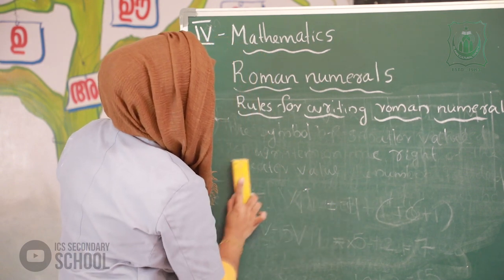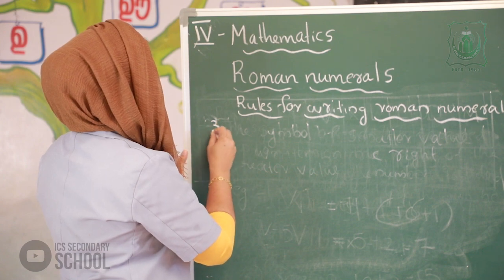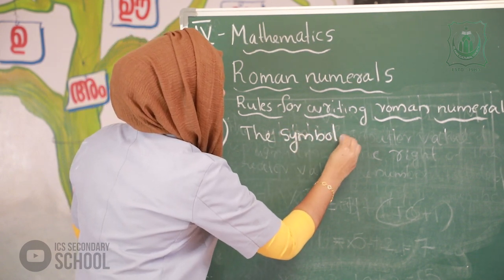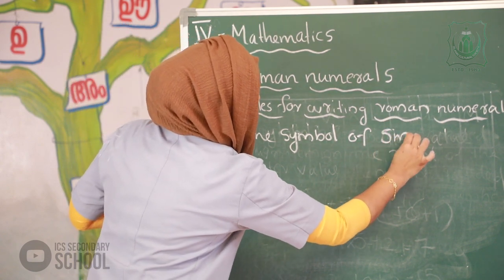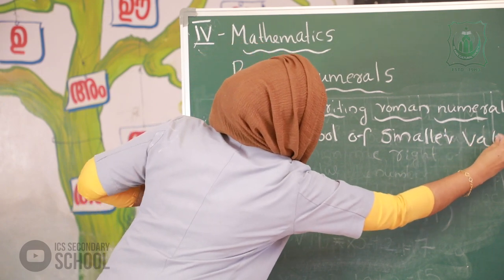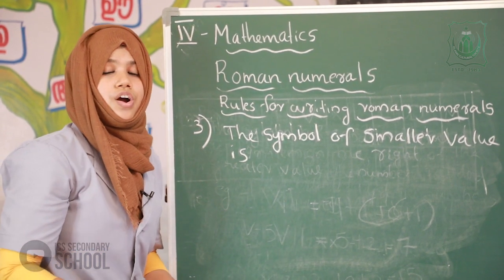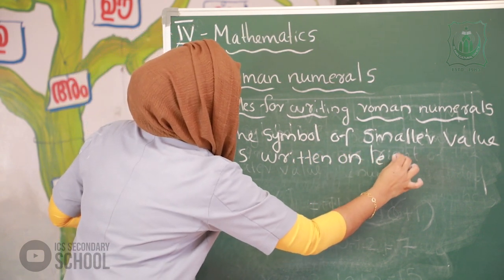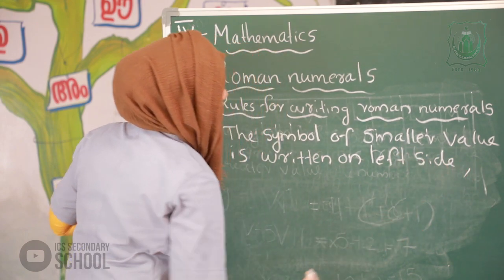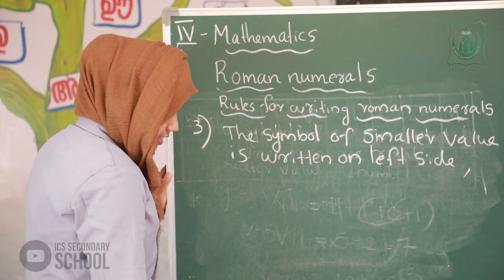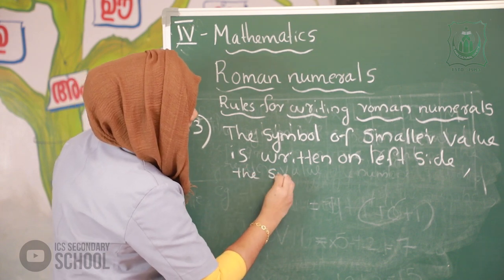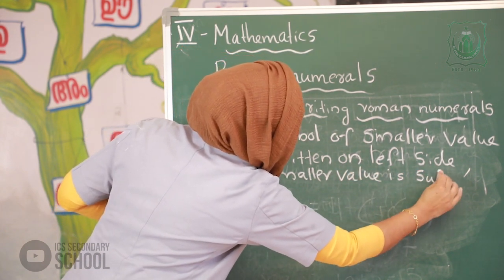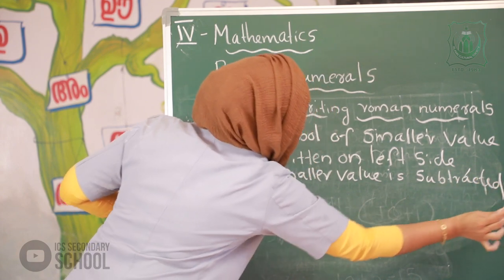And that is the same method. The symbol of smaller value is written on the left side. It is subtracted. The smaller value is subtracted. I will give an example so it's clear.